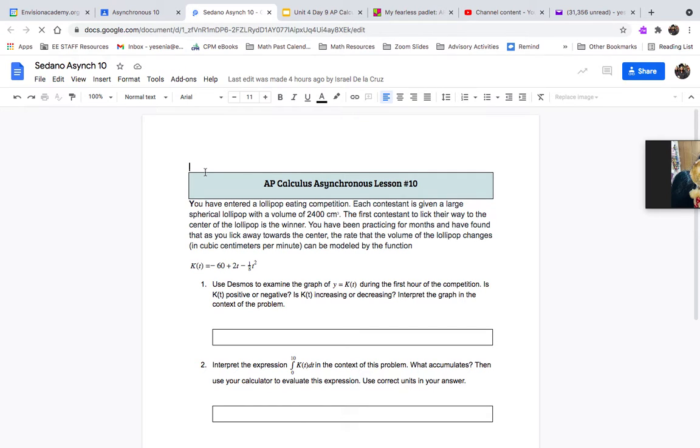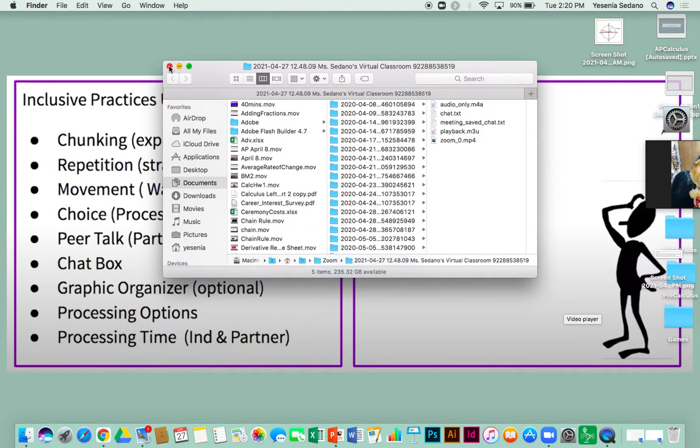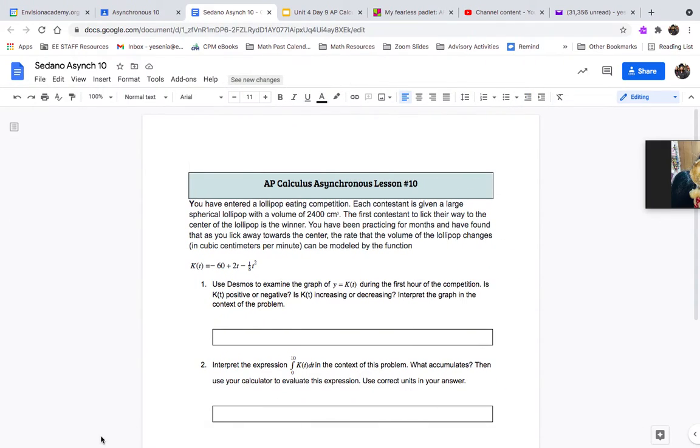You're given some humongous spherical lollipop with a volume of 2,400 cubic centimeters, so it's not so huge. The first contestant to lick their way to the center of the lollipop is the winner, and you have been practicing for months in this contest and have found that as you lick away towards the center, the rate that the volume of the lollipop changes, forgive me, in cubic centimeters per minute can be modeled by a function.